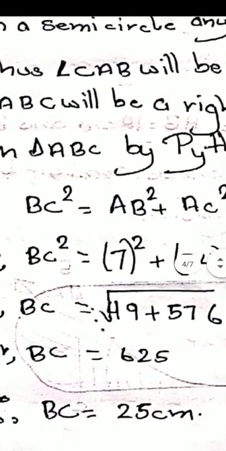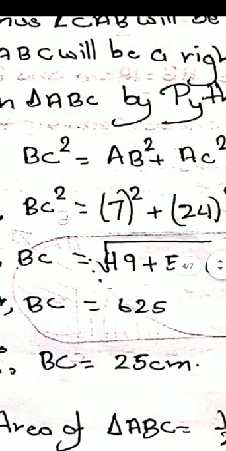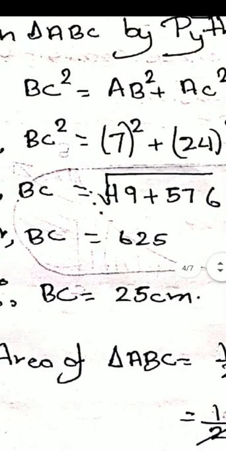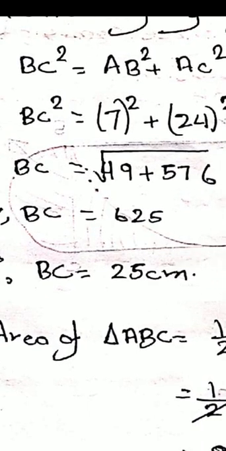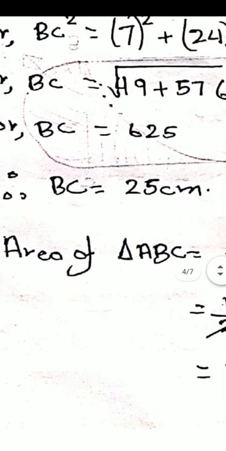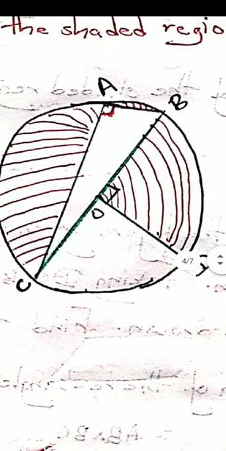Yes, so I'll write BC square equals AB square plus AC square. After doing BC square equals 7 square plus 24 square, BC square equals 625, pardon me for that. So BC equals 25 centimeter. So what I have found after doing all this is BC is also the diameter of the circle.